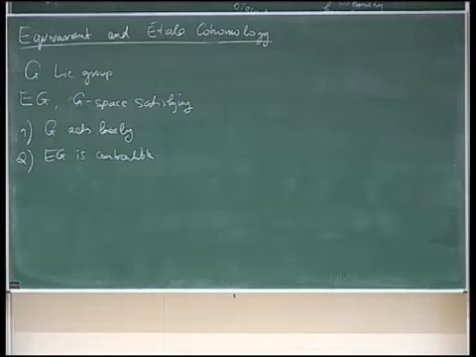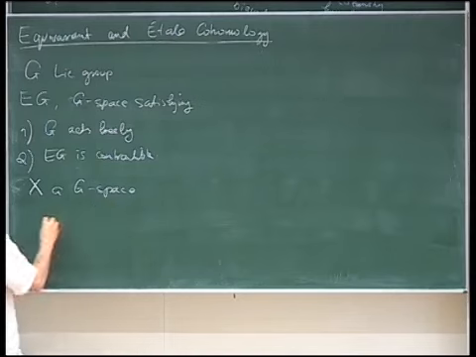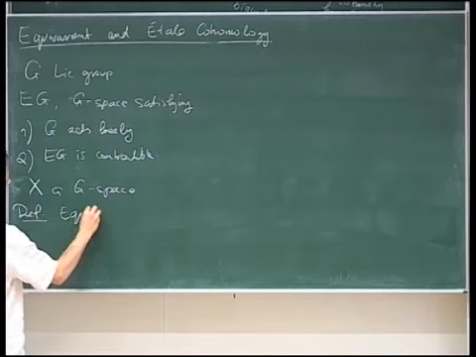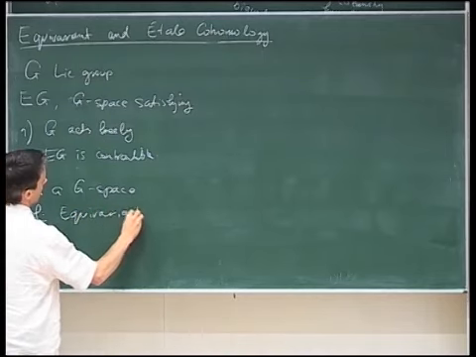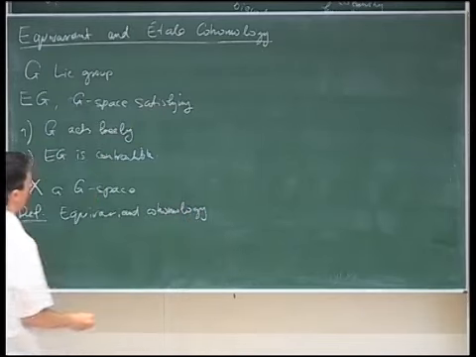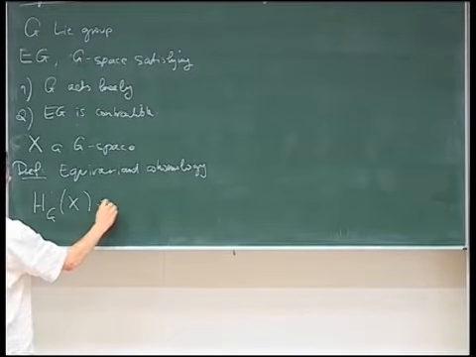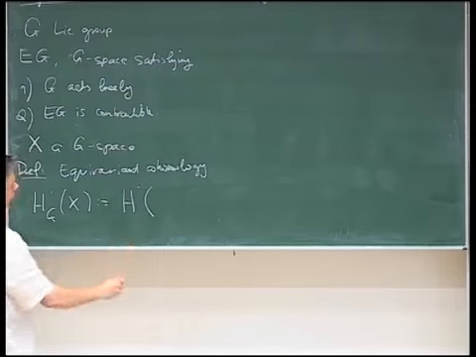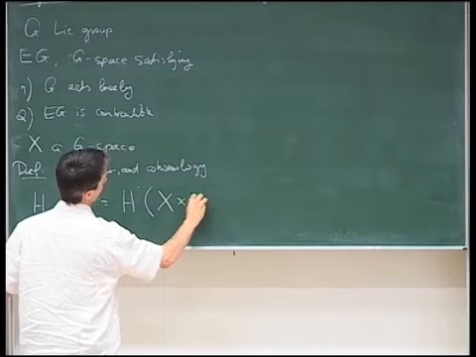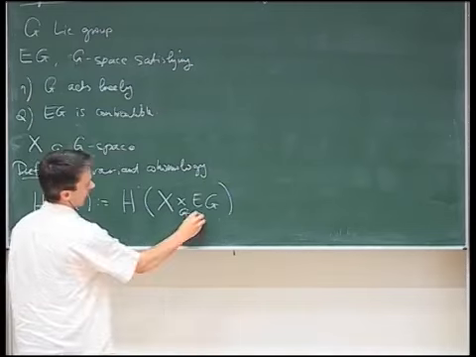Then one defines, if X is a G-space, the equivariant cohomology of X as just the cohomology of X times EG over G. And this is the quotient by the diagonal action.